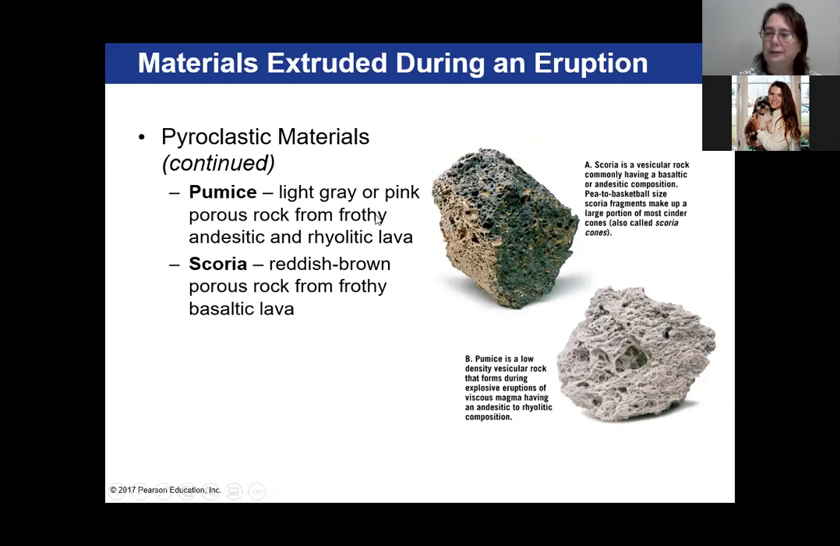Okay, so when lava crystallizes and cools very quickly and quenches, these are the extrusive igneous rocks. The darker one here is called scoria.